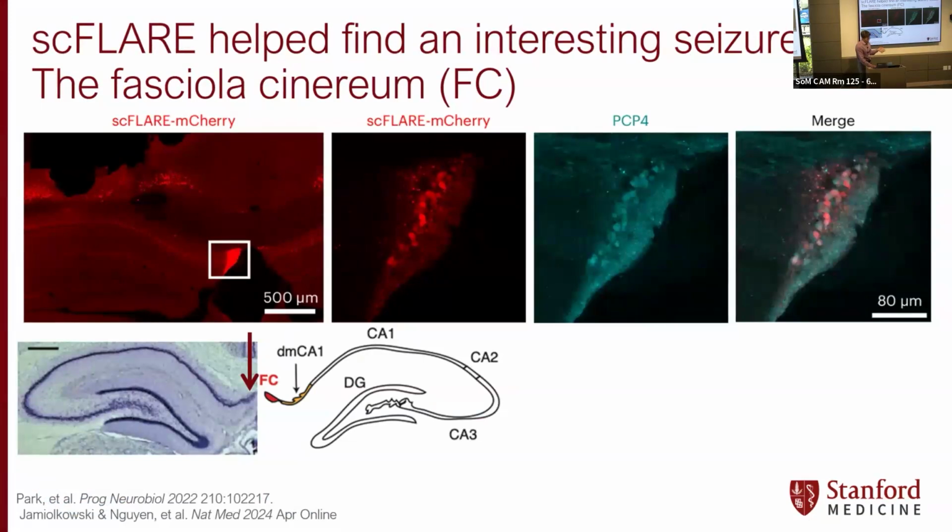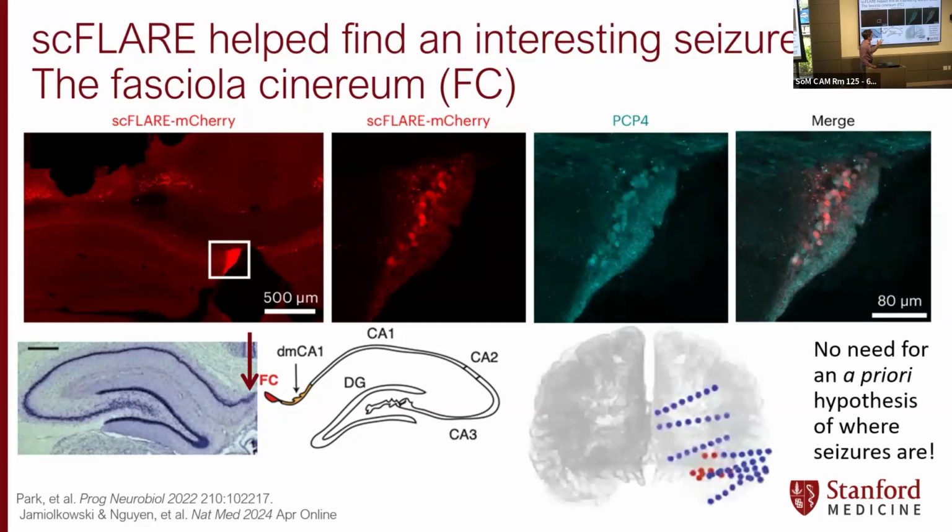You can confirm that with additional labels. PCP4 is a particular antigen. And again, you see a mosaic of some red and some non-red cells. What's interesting about this is probably nobody would have predicted seizures were coming from here, and so no one would have put an electrode in that particular region of the hippocampus. So what's cool about FLARE is areas just light up. You don't have to have an a priori hypothesis as to where the seizures were coming from.